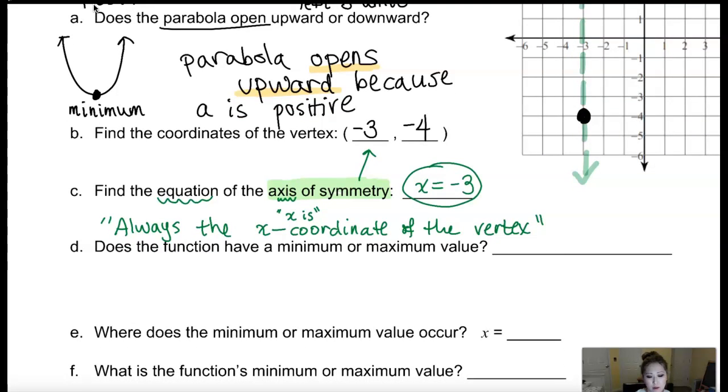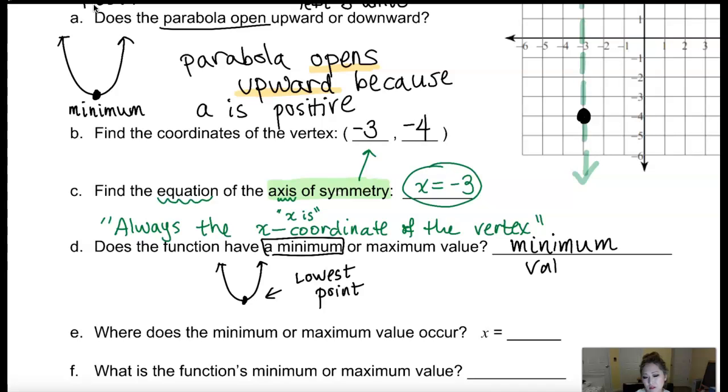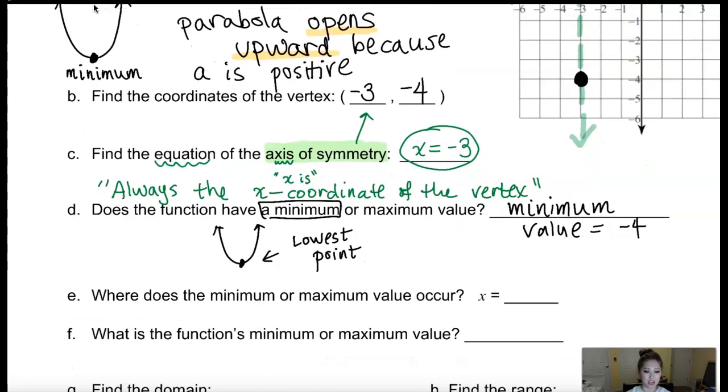So because this parabola opens up, vertex is going to be the lowest point, right? And what do you think we're going to call this lowest point? We're going to call it the minimum. Does the function have a minimum or a maximum value? It has a minimum, and that minimum value is equal to -4. And if you're wondering, where did you get -4 from? That is the y-coordinate of the vertex. And I think they're going to ask for it in section F. So we'll keep on going. We're going to see that again in the other part.